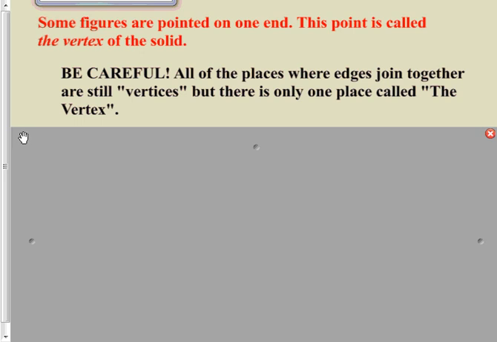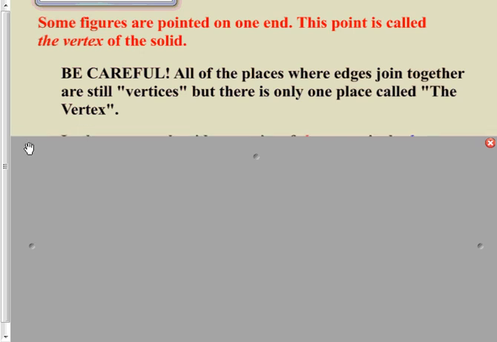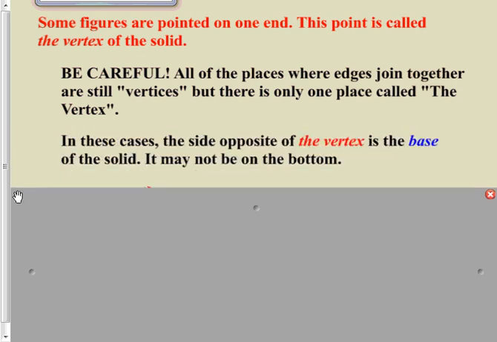Now be absolutely very careful. All of the places where edges join together are called vertices. Okay, so each corner point is a vertex. As you travel around, you've got a vertex and another vertex and another vertex and another vertex and so on. However, there is only one place in a figure that might be called the vertex. Now, not all figures will have the vertex, but it is possible that it might.